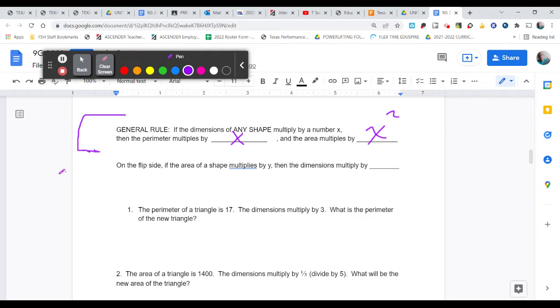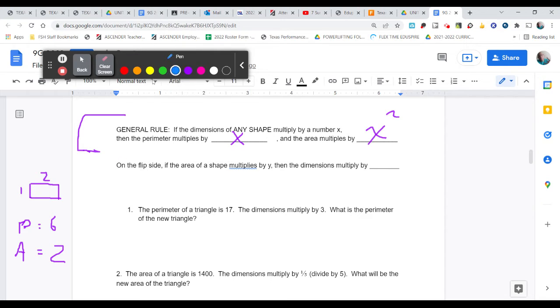Now, very simply, let's look at a rectangle for a minute. Say we have a rectangle and the dimensions are 1 by 2. What would be the perimeter of this rectangle if the dimensions are 1 by 2? It's 6, right? 1 plus 2 plus 1 plus 2 is 6. Good. The perimeter is 6. The area is what? 2. 2 times 1 is 2.